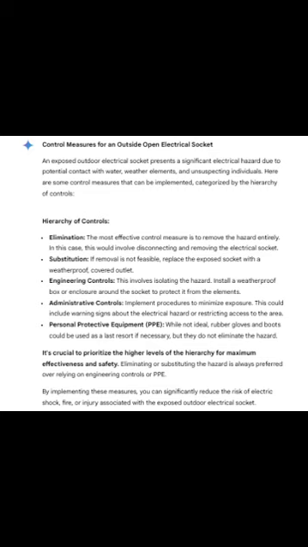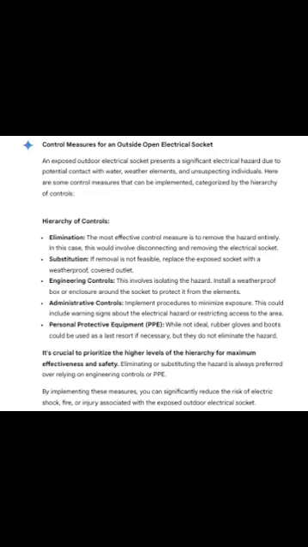Elimination. The most effective control measure is to remove the hazard entirely. In this case, this would involve disconnecting and removing the electrical socket. Substitution. If removal is not feasible, replace the exposed socket with a weatherproof covered outlet. We have chosen this hierarchy control for our identified hazard.